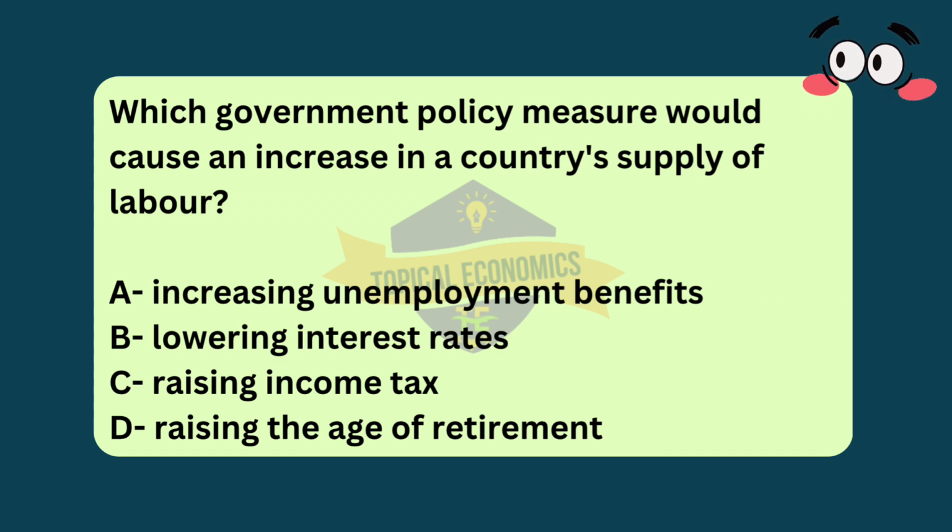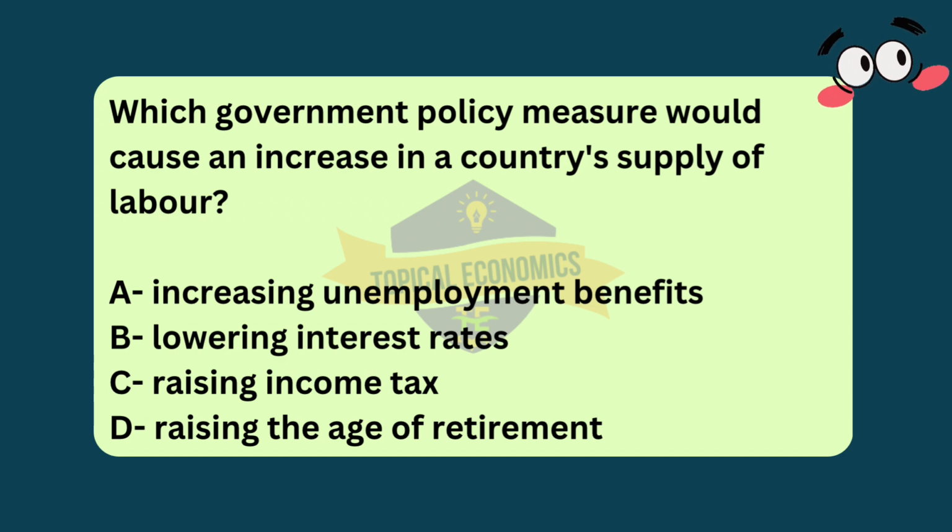Analyzing the other options. Option A, increasing unemployment benefits. While increasing unemployment benefits may provide more financial support for those out of work, it typically does not increase the supply of labor. In fact, it could reduce the incentive for unemployed individuals to actively search for jobs, which might have the opposite effect on labor supply. Next, option B. Lowering interest rates is a monetary policy tool that primarily affects demand for investment and consumer spending. While it can stimulate economic activity, it does not directly affect the supply of labor.